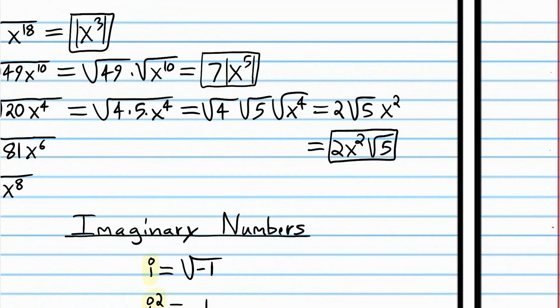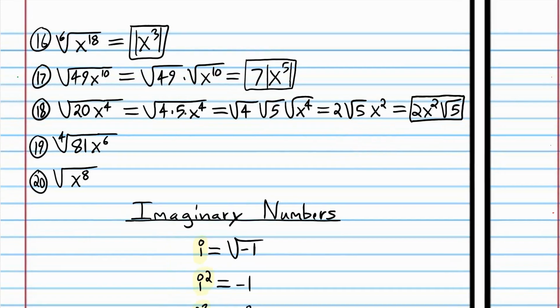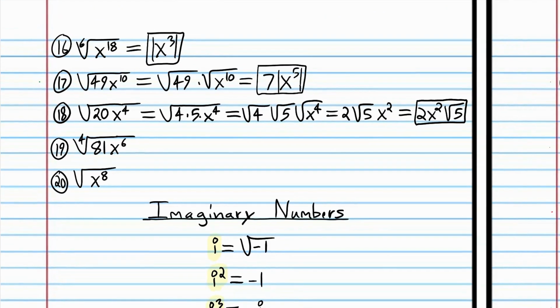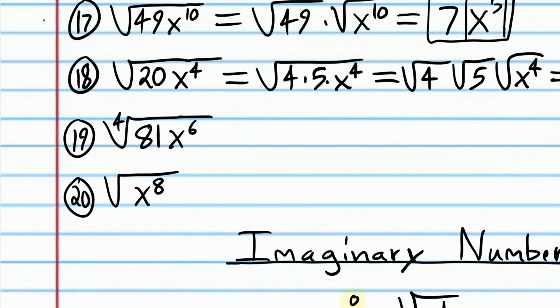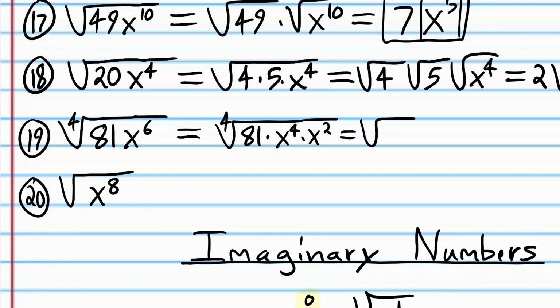Okay, so on to the next problem here. I'm going to move this over a little bit. Okay, try number 19, and when you come back, we'll do it together. All right, we're back. So 81 is already a perfect fourth power, so we don't have to factor that, but we do have to factor x to the 6th into x to the 4th times x to the 2nd. Now we're just going to break up into parts.